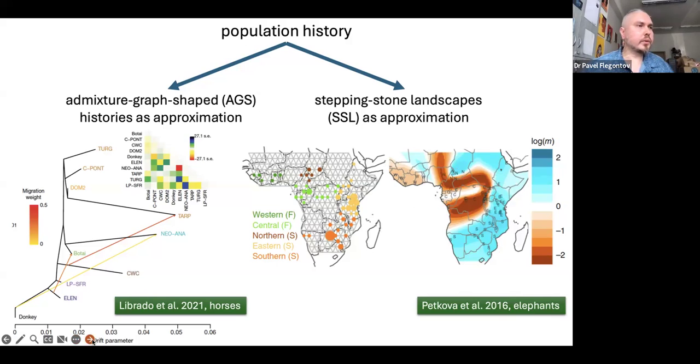So there are these two different ways of thinking about history, and for reasons which are probably more due to history of science, these ways of thinking are rather compartmentalized across labs. Some labs almost exclusively work in the paradigm on the left. Other labs work almost exclusively in the paradigm on the right.